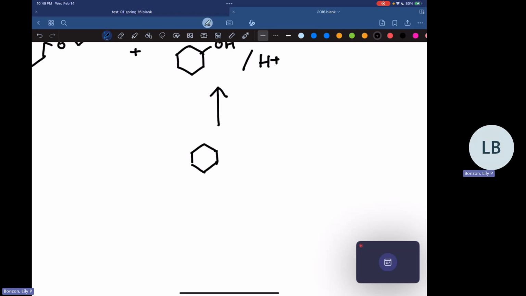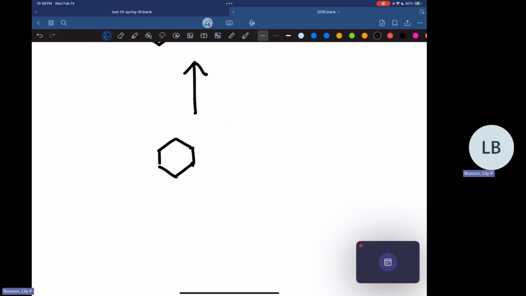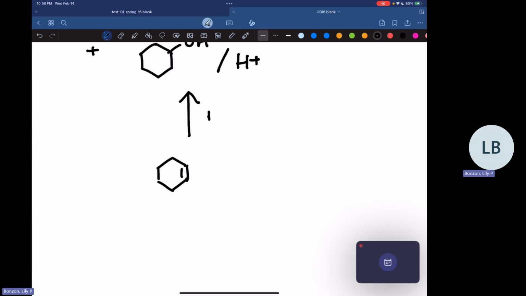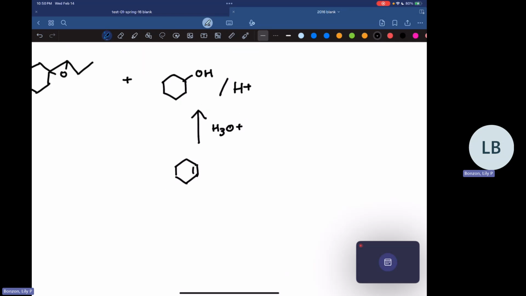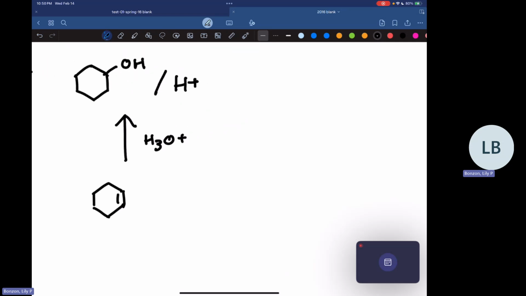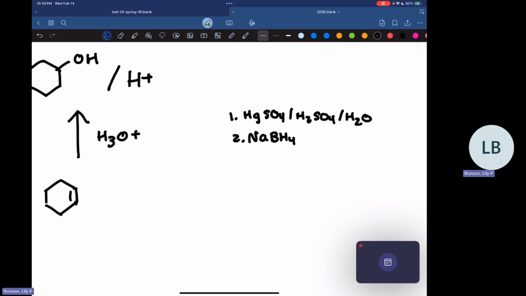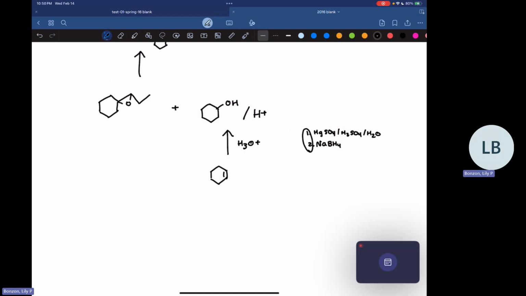Working backwards, one of the main alcohol forming reactions that we know right now is just going to be H3O+ with an alkene. And that's going to give us our OH. You could also use the mercuric catalyzed hydration. So HgSO4, and I believe it's H2SO4 and water, not alcohol. And then step 2 for that would be NaBH4.